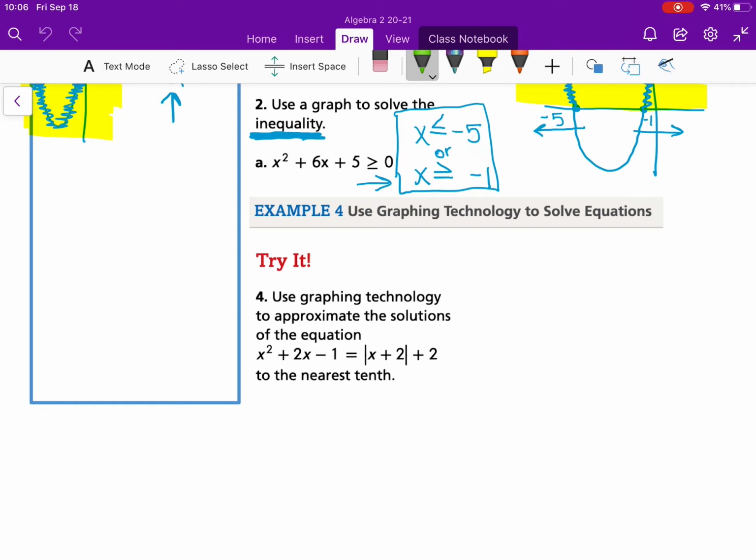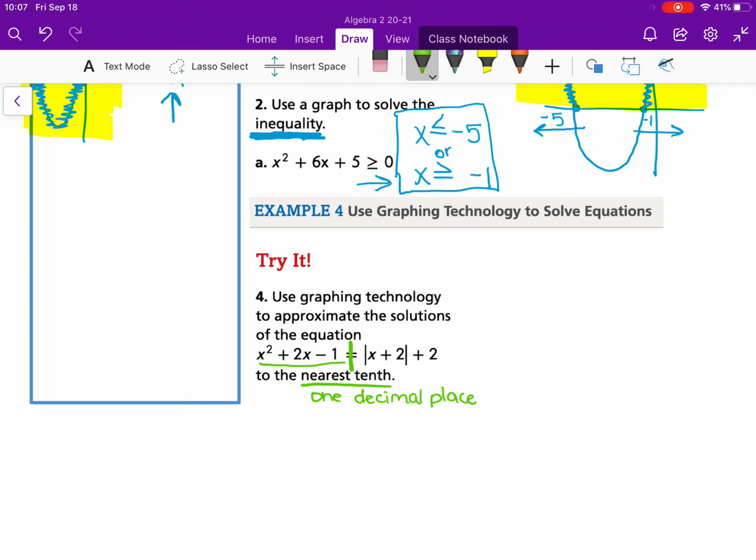So for our last example, yes, you heard right, last example, only 3 short videos today. It is actually kind of the same as what we've been doing. Judging by what's being said, so we're going to use that graphing technology to approximate the solutions to the nearest tenth, should clue you in that maybe we won't get pretty numbers as an answer, meaning that we will have to round. So the nearest tenth means 1 decimal place.